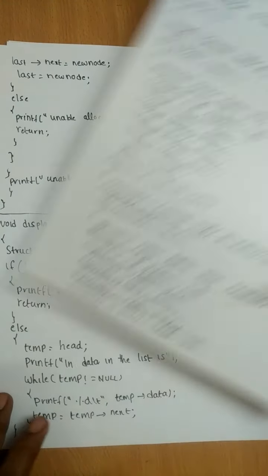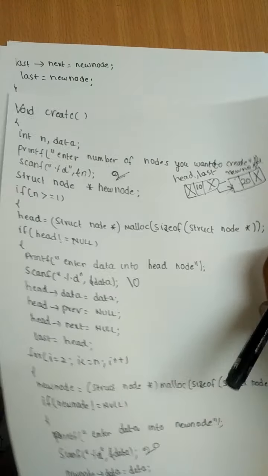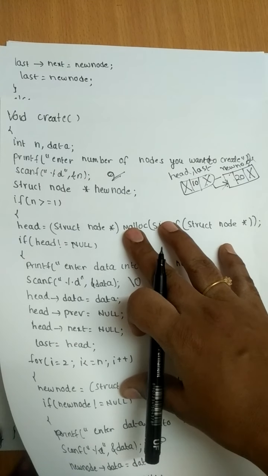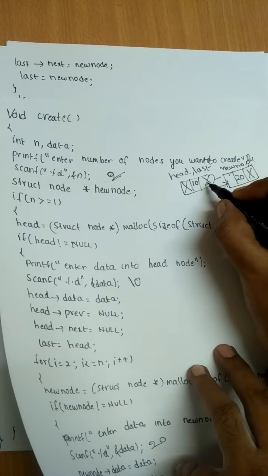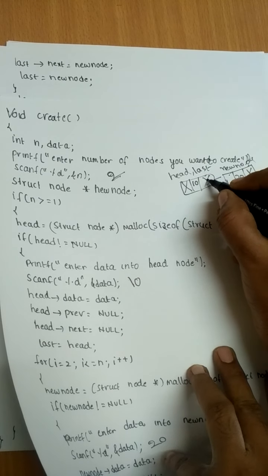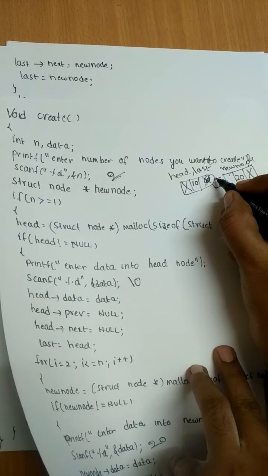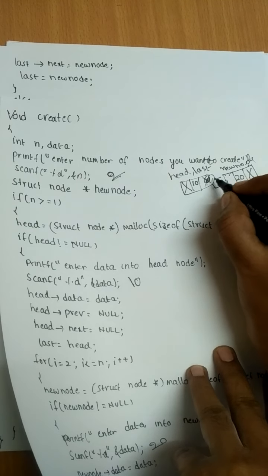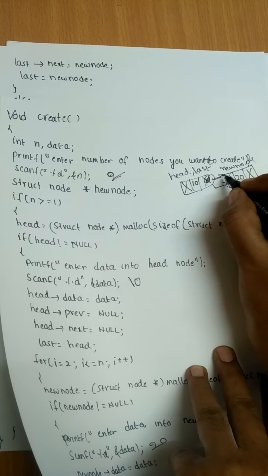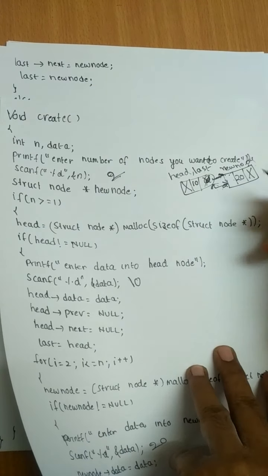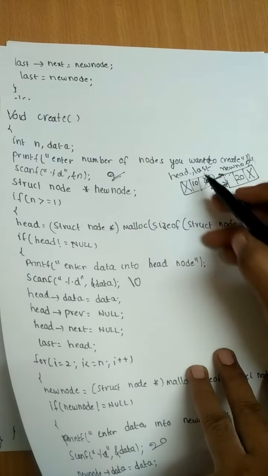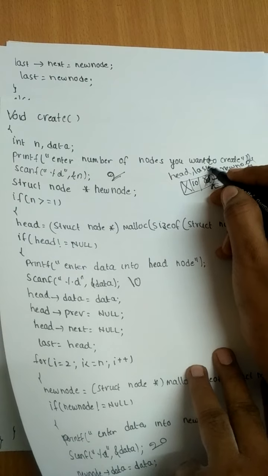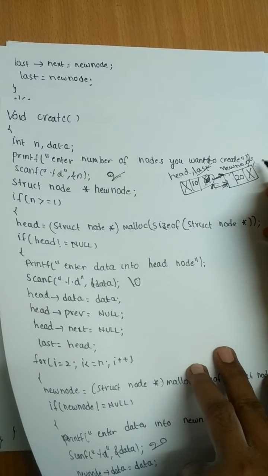Now what is the next step? Last of next equal to new node. So this is the last node. Previously we stored a null value. Now place the new node address in this last of next. Okay. Now make this new node as last node. Last equal to new node.